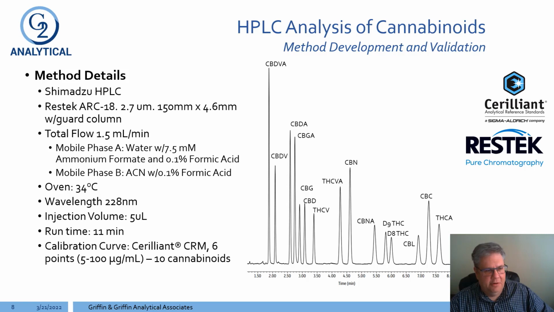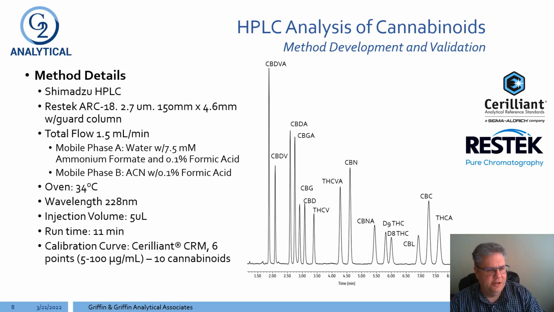We had a total flow rate of 1.5 mL a minute. Our mobile phase A was water with 7.5 millimolar ammonium formate and 0.1% formic acid. And then mobile phase B was acetonitrile with 0.1% formic acid. Our oven temperature was 34 degrees C, and if you're familiar with some of the methods published by Restek, this is very similar.